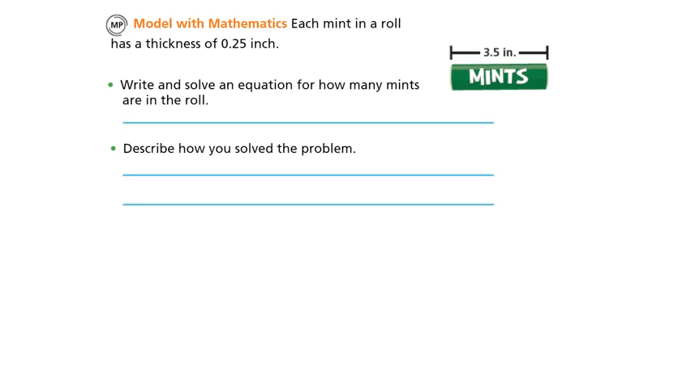Okay. Each mint in a roll has a thickness of 25/100ths of an inch. I'll look at my picture here. Write and solve an equation for how many mints are in the roll. Describe how you solve the problem. I'm going to let you try this one on your own. Take your time, use your paper, solve it, and answer the quiz question.